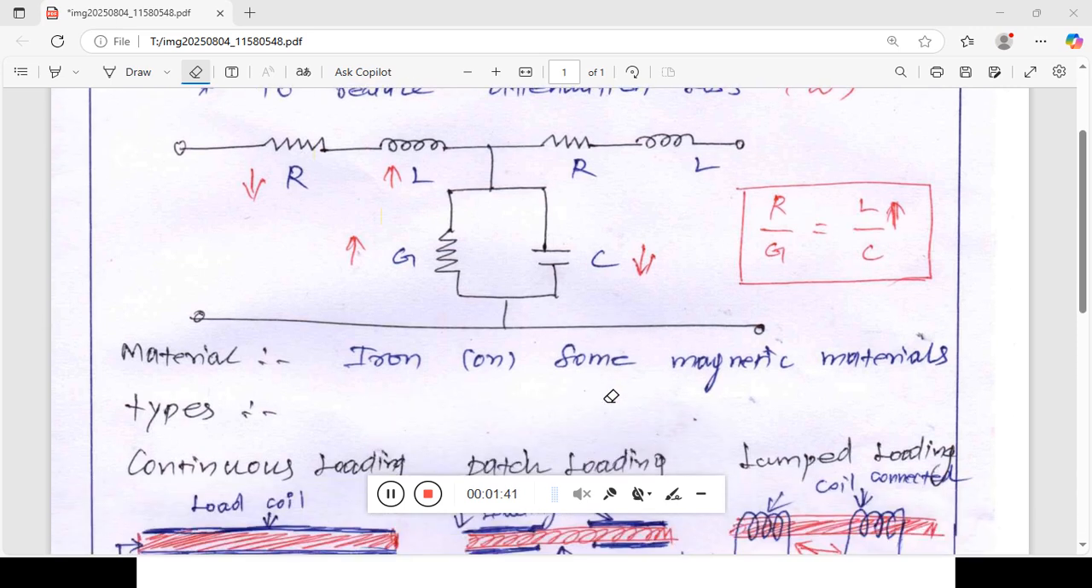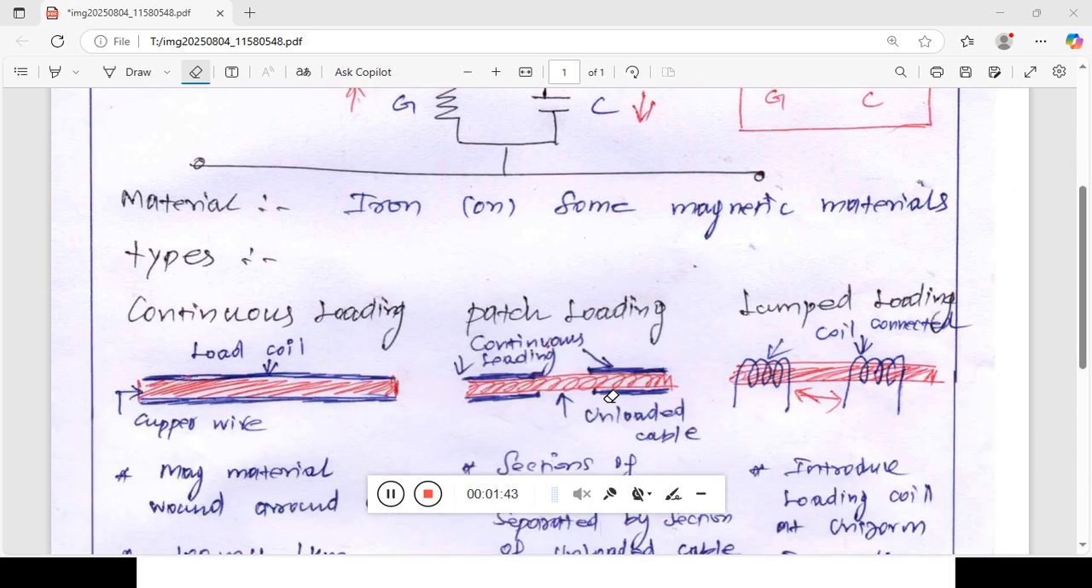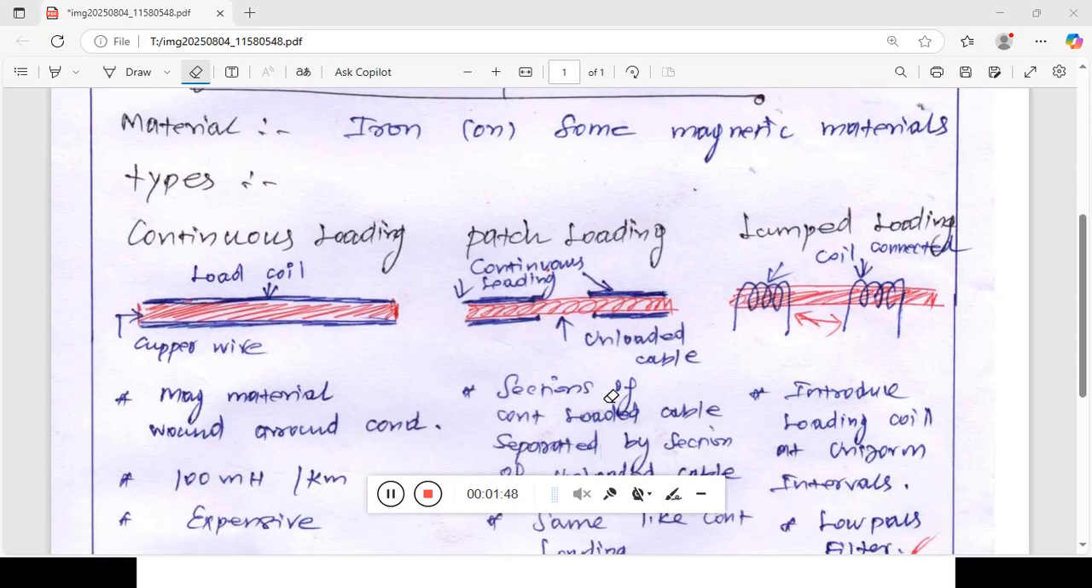For that, we have three types. First one is continuous loading. What is continuous loading? The name itself indicates that we continuously load iron or some magnetic material over the conductors of the transmission line. The material is wound around the entire length of the transmission line. So we continuously wind the transmission line, which is called continuous loading.